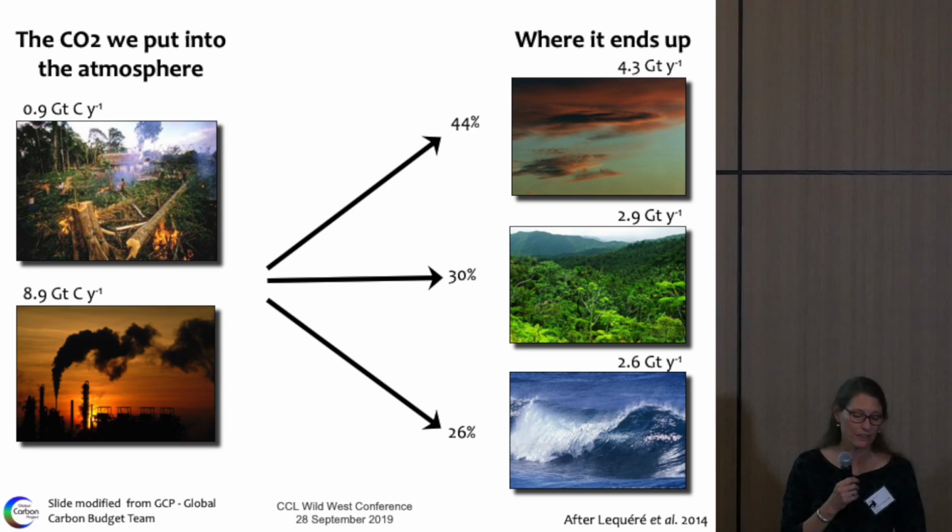Where is all the CO2 going? We can see that we can partition it. About 45% of it is going into the atmosphere, about 35% is going into the land surface, and about 25% is going into the oceans.